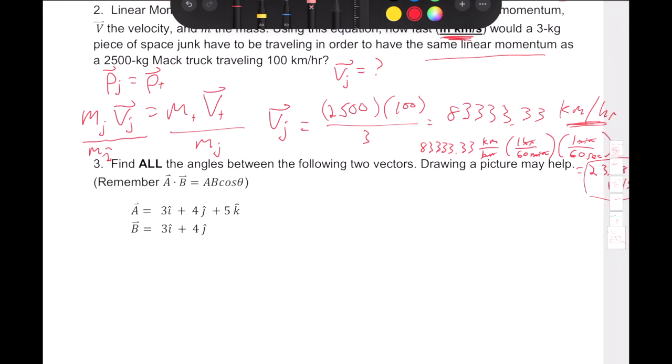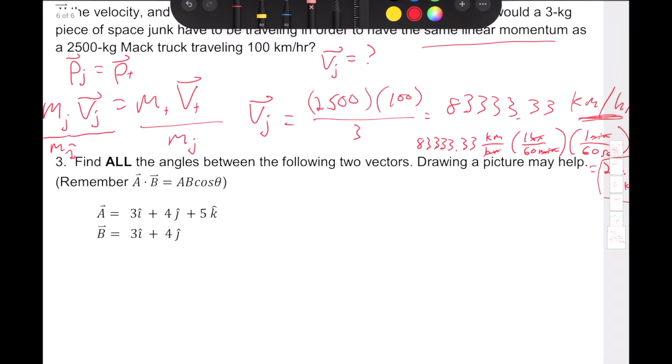Pressing on. All right, this is the last of the review set problems here. Find all of the angles between the following vectors. Drawing a picture may help. I always think drawing a picture will help.